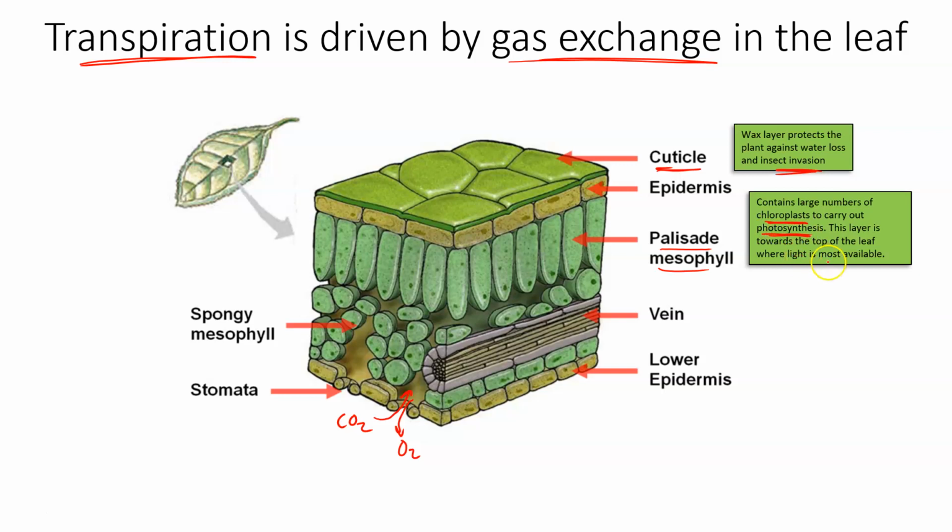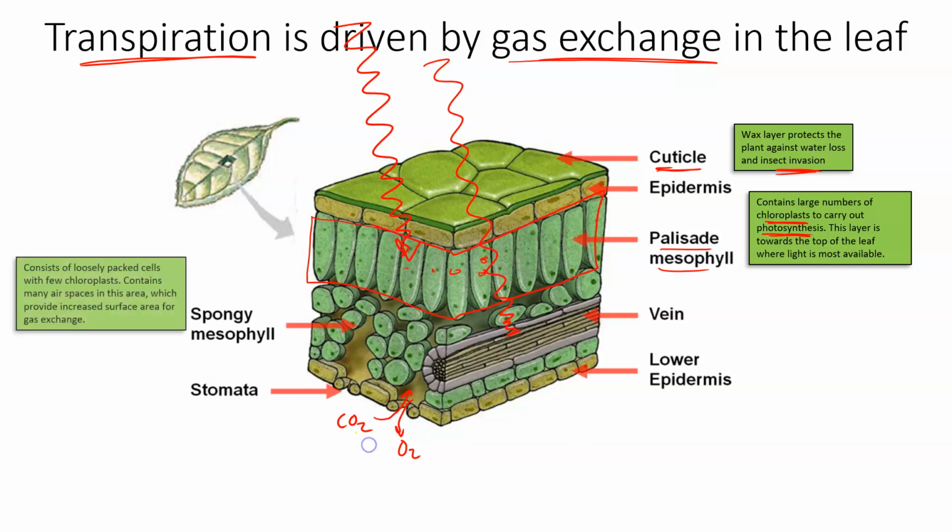This layer is towards the top of the leaf where light is most available. Obviously, the light is going to be coming in, penetrating a little bit into the leaf tissue, but as long as it penetrates enough to reach this palisade mesophyll layer, where all of these little chloroplasts containing chlorophyll are located, that's going to be necessary in order to photosynthesize. The light is not going to penetrate as much deeper into the spongy mesophyll, which is why the plant wants to kind of congregate all of its chloroplasts towards the top, where sunlight and visible light can penetrate.